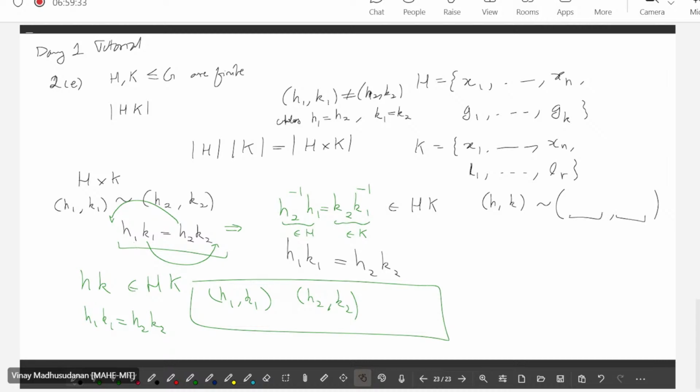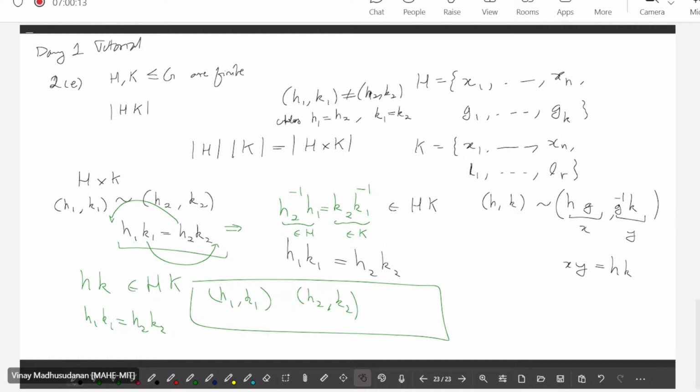I'll write this as X. So I want XY to be equal to HK, but X and Y should be in terms of H and K and maybe something else. What is it that I can write so that when you multiply, immediately you get HK? H into some G, and G inverse into K. Correct. Any element of this form is in this equivalence class. That is true.